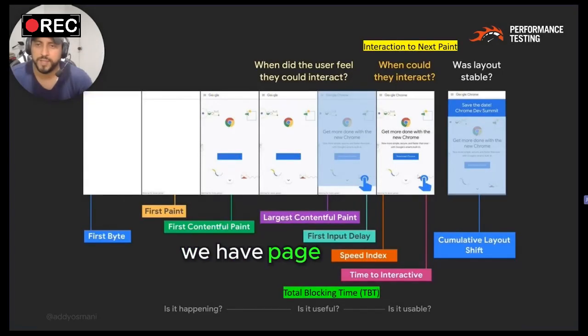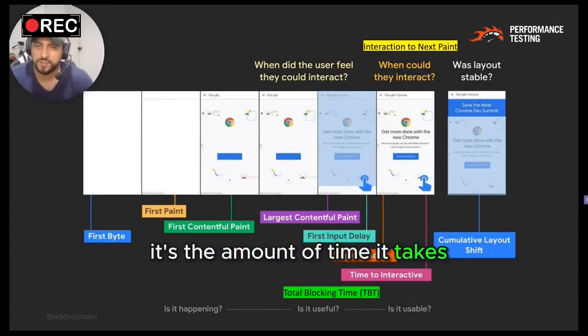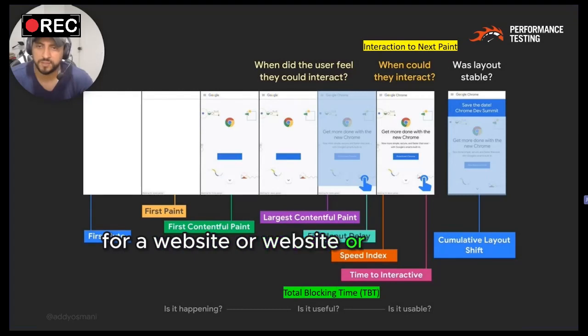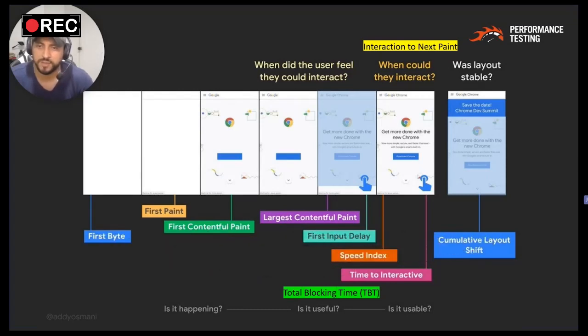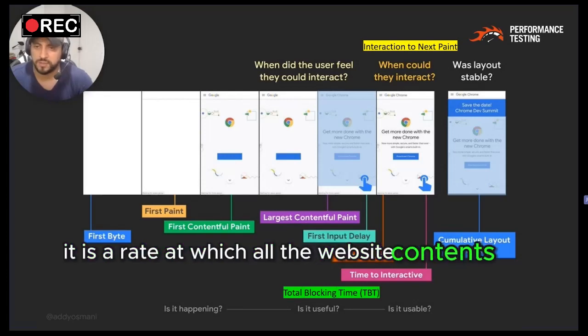We have page load time. It's the amount of time it takes for a website or web page to completely load and appear on the screen. This covers all the content on the page, such as text, photos, and videos. Essentially, it is the rate at which all the website contents load.